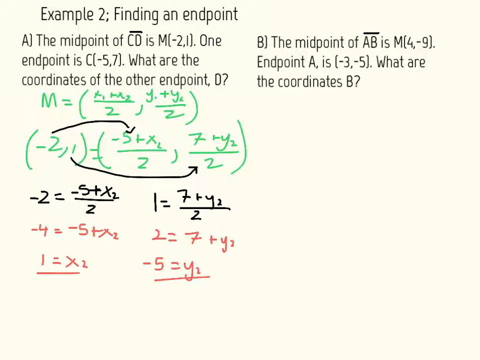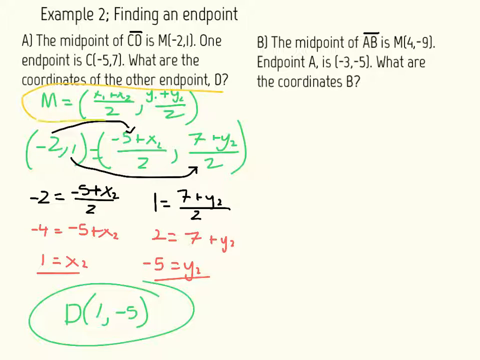So my final answer should be a point, because that's what we're talking about here, coordinates. So it's going to be 1, comma, -5. And that is your endpoint D. For the next example, same thing. We're going to use that same midpoint formula to solve it. Midpoint of segment AB is M, which is 4, -9, and the endpoint of A is -3, -5. What are the coordinates of B?